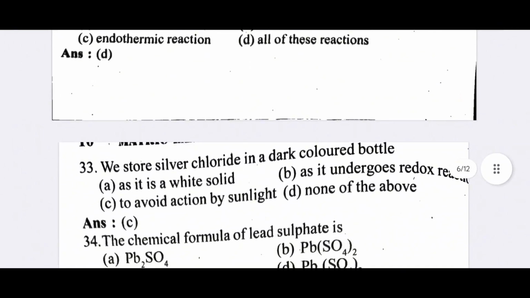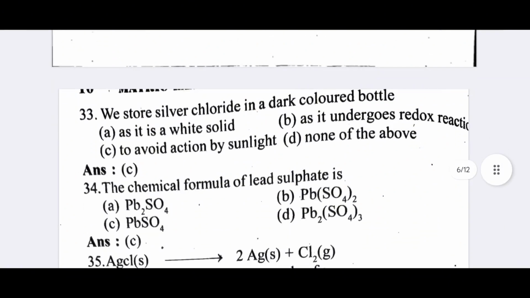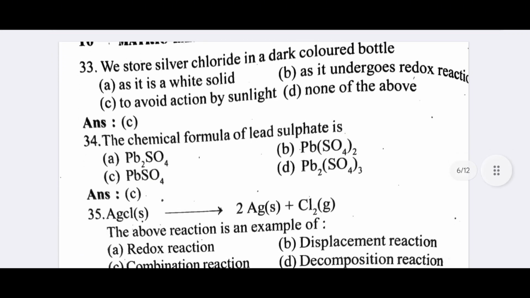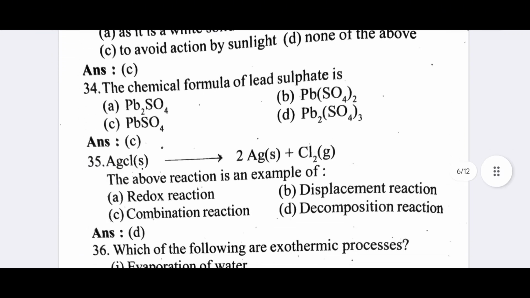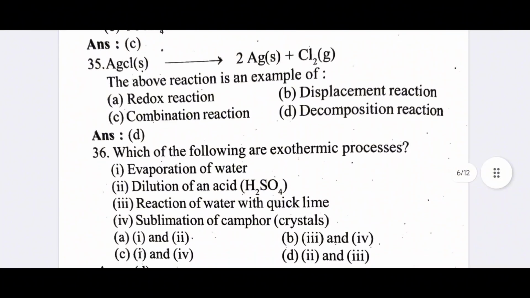33. We use silver chloride in dark colored bottles. Answer is to avoid action by sunlight. The chemical formula of lead sulfate is PbSO4. AgCl gives silver and chlorine. The above reaction is an example of D, decomposition reaction.